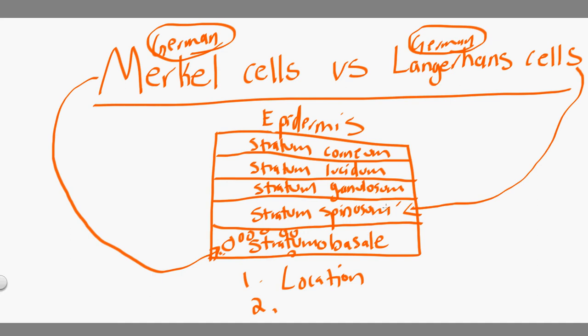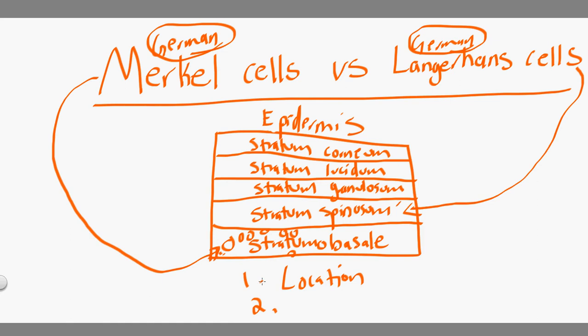And some of the Langerhans cells could actually be floating around in other layers of the epidermis, but that's where most of the Langerhans cells are centralized. So just to be clear with that, it's not 100%, and it doesn't mean that the Langerhans cells may not float around in the stratum granulosum. So that's the first difference.